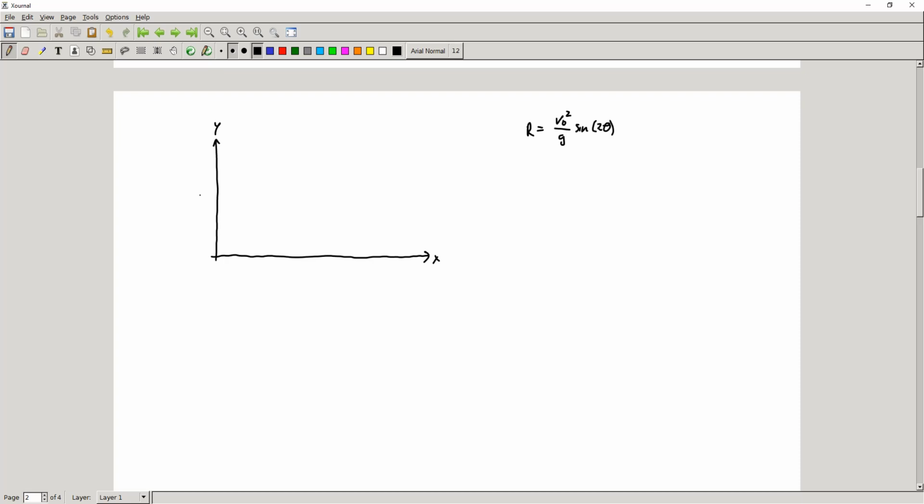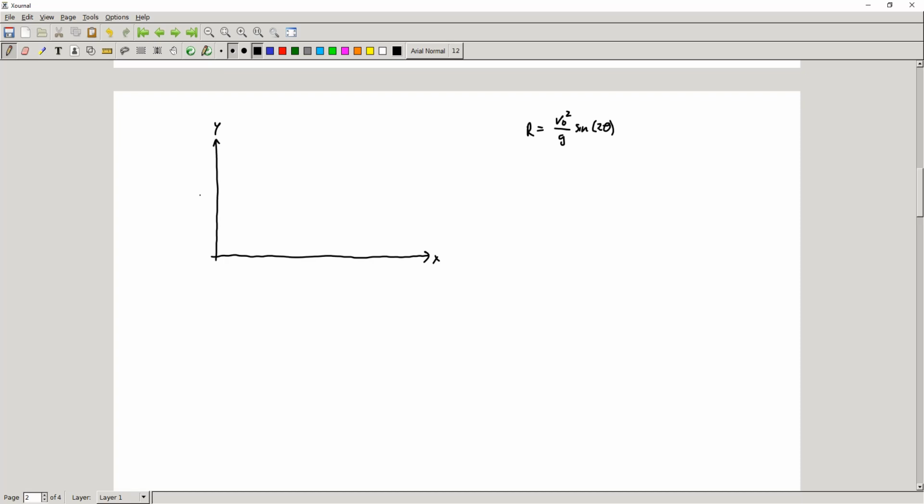Note that there's almost always two angles, two thetas, for which we're going to get the same range, right? So we can imagine this. Imagine you have some sort of a cannon firing a cannonball, right?